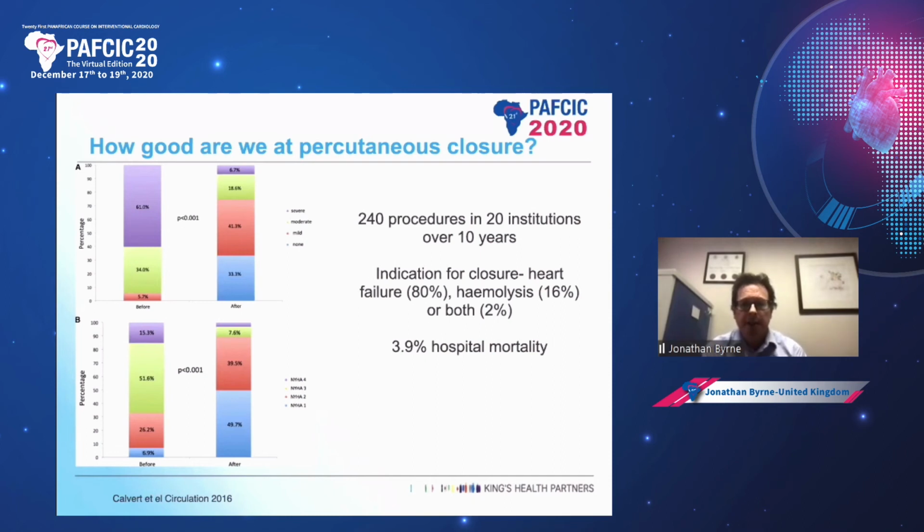The primary indication for closure, hemolysis, is associated with a 3.9% hospital mortality and a generally good reduction in site-reported regurgitation. So, from a 61% start of severe leaks down to about 41% with mild, and a proportion with residual moderate or severe.